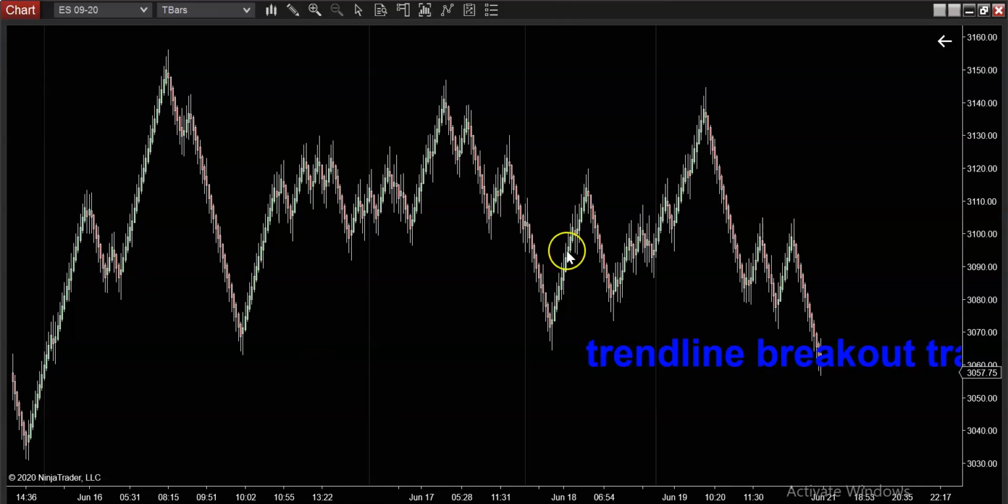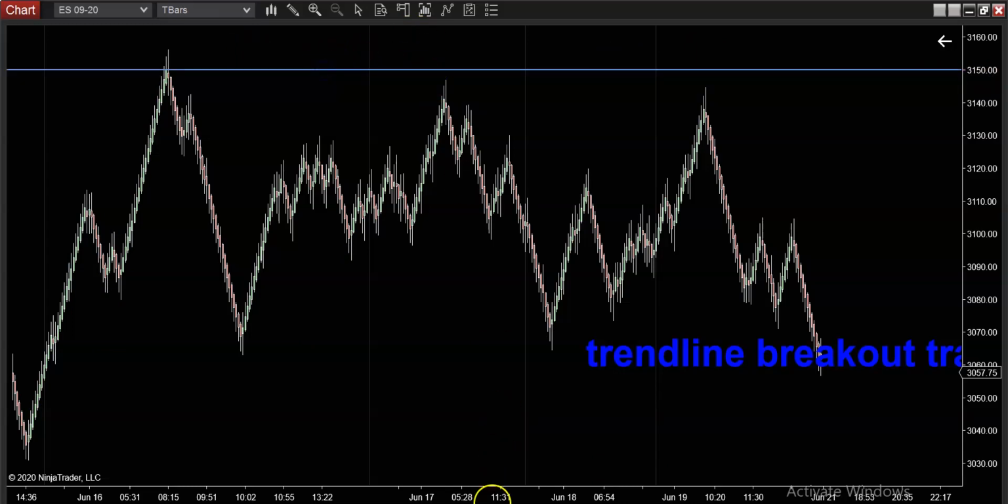Can you see how just over the last few sessions, they tried to push the market up to about the 3150 area? I'll go ahead and flatline that for you. Here's 3150 on the nose. And can you see how each and every time, here's 1, 2, and 3, 3 times it came up to 3150, and all 3 times it failed at the 3150 level.